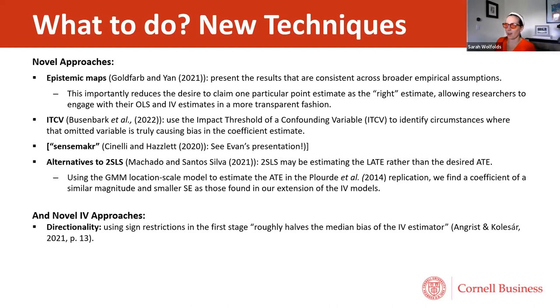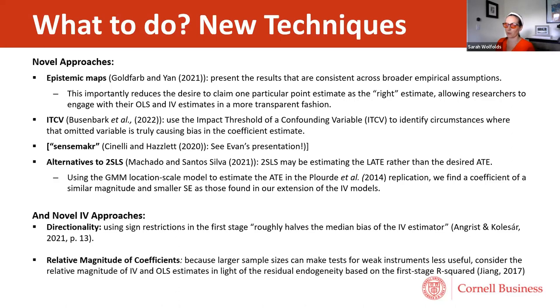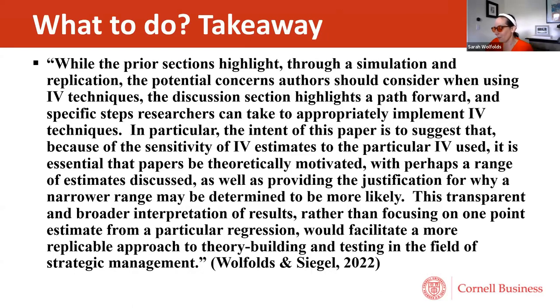And then, of course, there are novel approaches even within the instrumental variables technique. Directionality is something that even Angrist has been talking about recently, of using sign restrictions in the first stage. So I think being more transparent and discussing directionality is something that we could work towards. And lastly, I kind of say we shouldn't do this too much, but there is some ability to consider relative magnitudes of coefficients. I just hesitate, because it's not a magic be-all end-all solution. So what is the key takeaway?